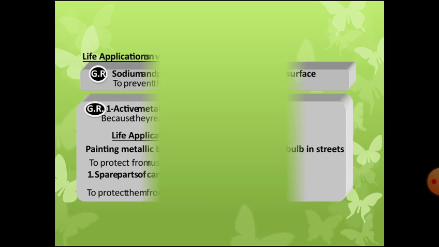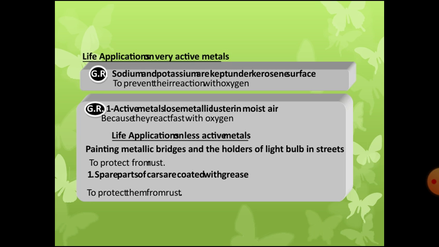And now we have an important question. Give reason. Number one, sodium and potassium are kept under kerosene surface. The answer: to prevent them from reacting with oxygen. Number two, active metal.